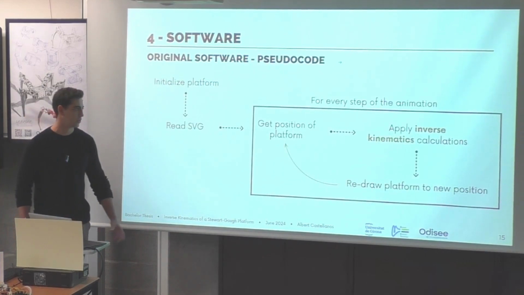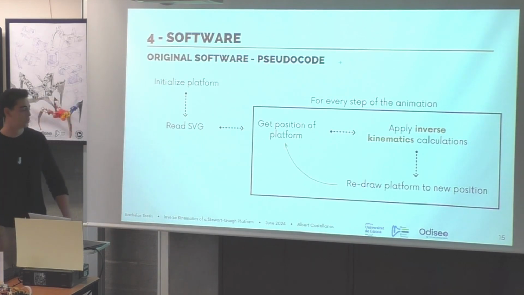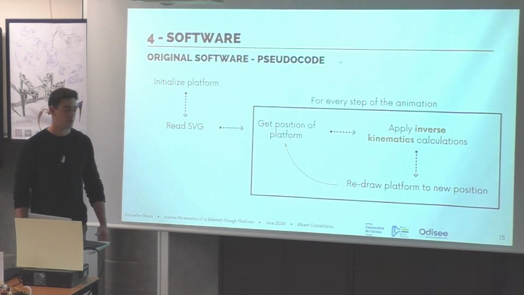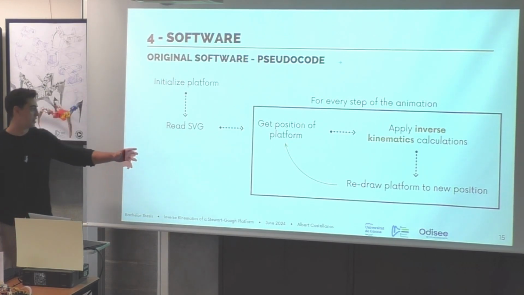Now, to explain how this software works on the inside, I've made this scheme in pseudocode. When the program first executes, it initializes the platform with the specified platform parameters. Then, once that is done, it reads the SVG that we want to run.